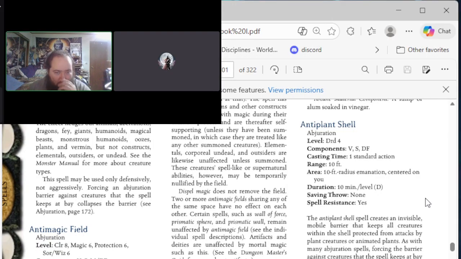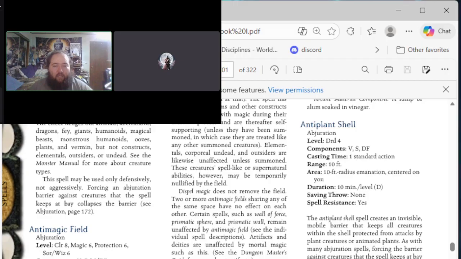Anti-plant shell creates an invisible mobile barrier that keeps all creatures within the shell protected from attacks by plant creatures or animated plants, as well as with many abjuration spells, forcing the barrier against creatures that the spell keeps at bay strains and collapses the field.